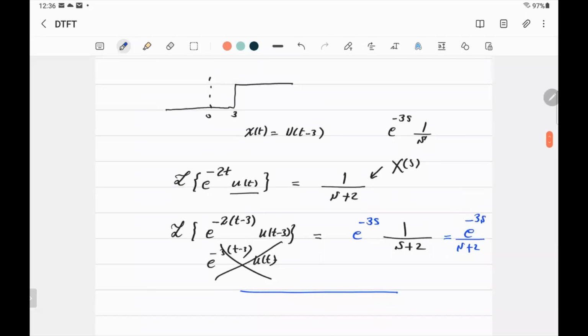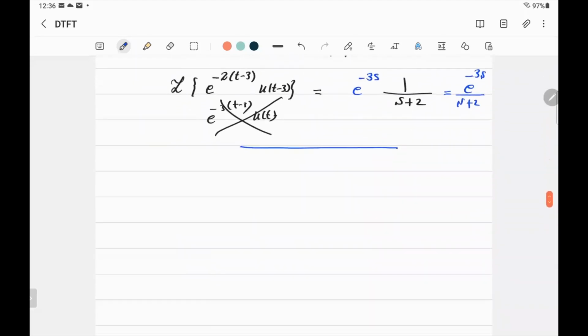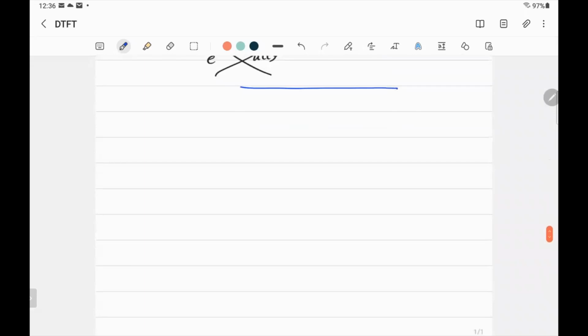All right. So now let's start the topic today. We did finish analyzing continuous time signals. We did Fourier series. We did Fourier transform. We did Laplace. We are not ignoring discrete time signals. We are going to start now dealing with them.